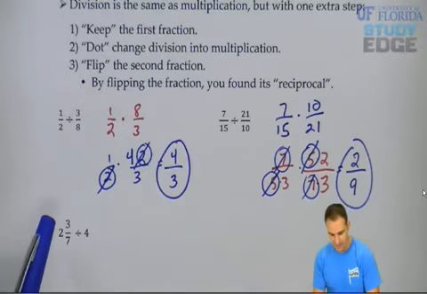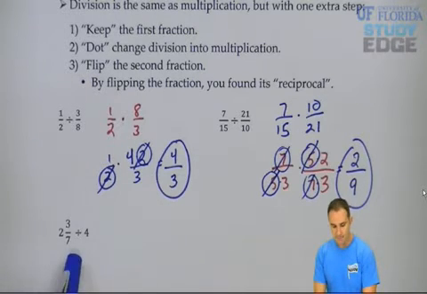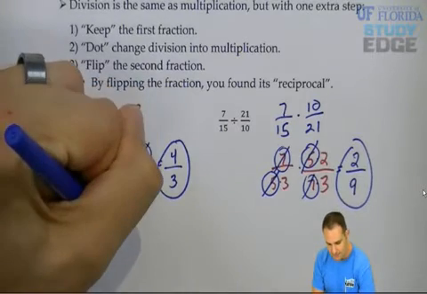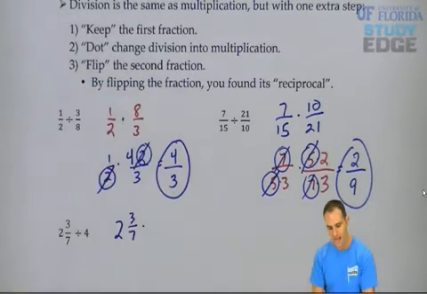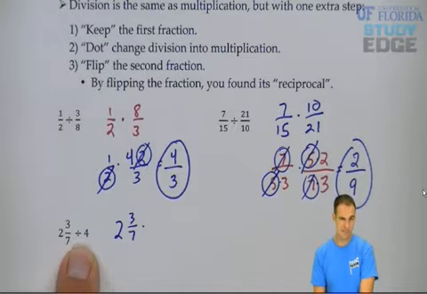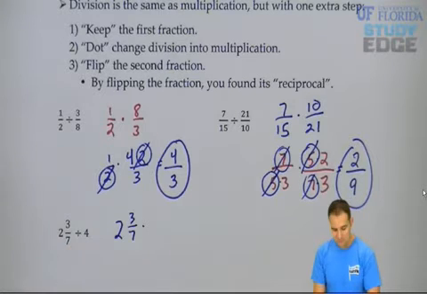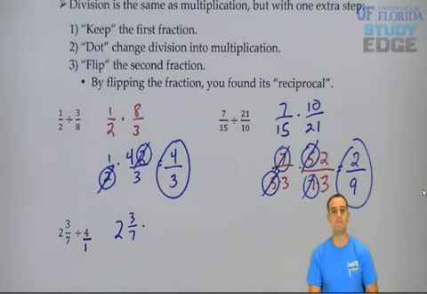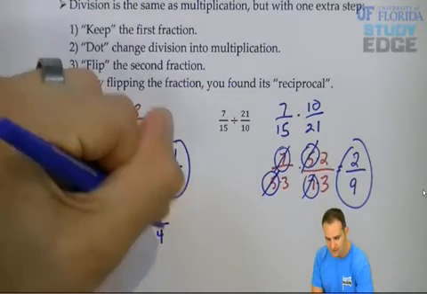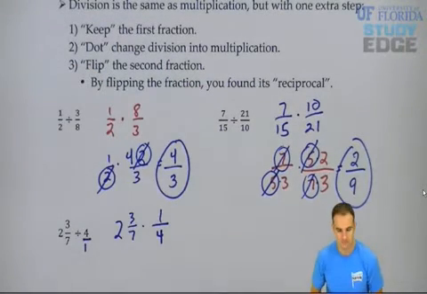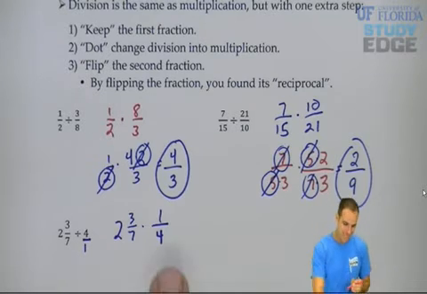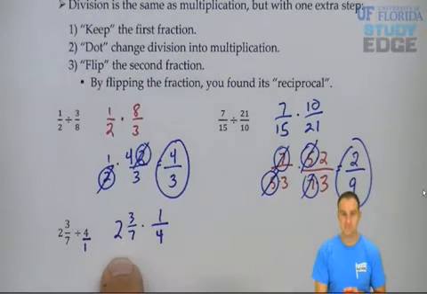Let's do one more. Again, I have division of two numbers. Keep, dot, flip. Keep the first fraction, dot, and 4. That's just a number. How's that a fraction? 4 is the same as 4 over 1. So if I flip it, which is the reciprocal, that would be 1 over 4, or 1/4. So now I have multiplication. Okay. I've got a mixed number here.